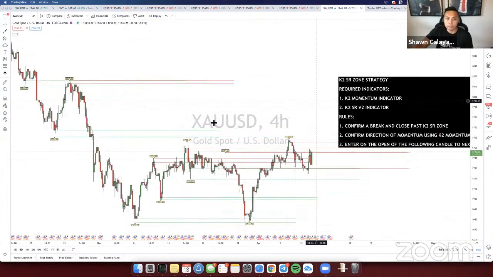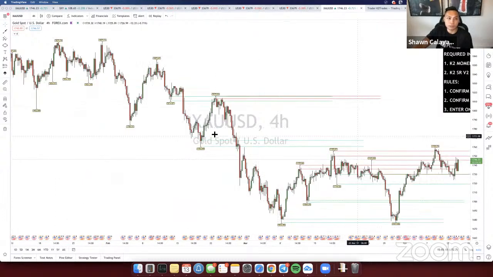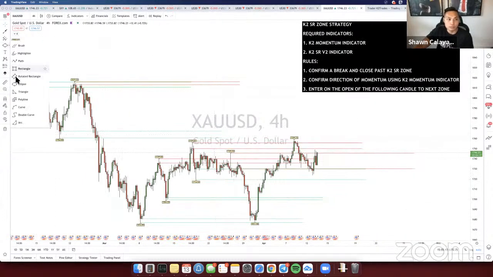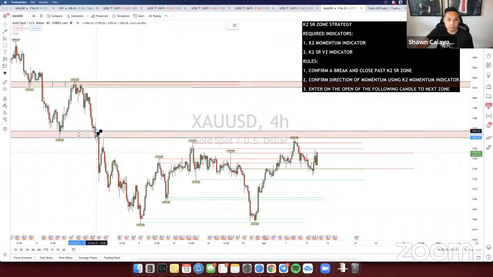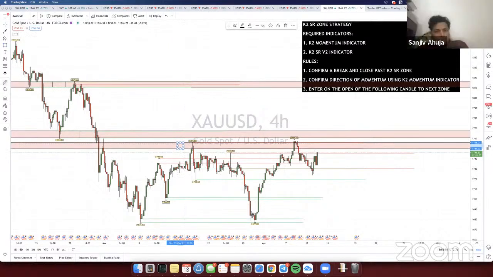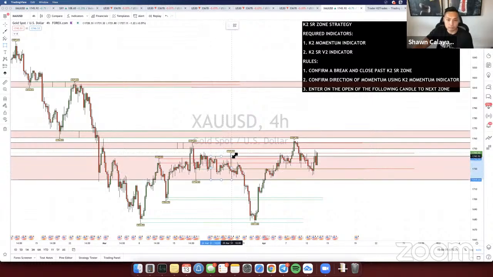Okay. So right here, I turn on the K2sr indicator, I zoom out, and then I draw my zones out first so I can identify market structure. So from here, I'll draw a zone right there. There's a zone right here. There's another zone right here. Right here, if these zones overlap, like you can see that this red zone is within this big red zone. So if that happens where they overlap, we just create one big zone like this.